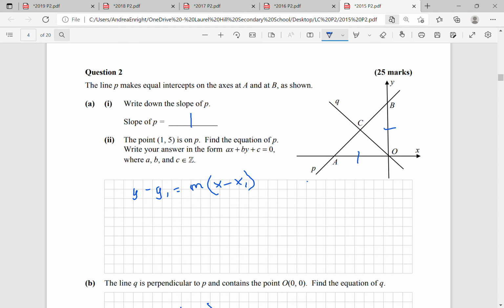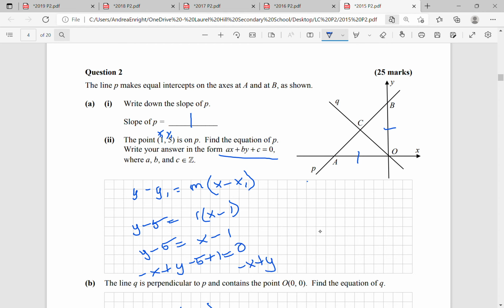Okay, so then get the equation of P. So here's a point x1, y1, and we have the slope as 1, so it's y minus 5 equals 1 into x minus 1, and they want it in the form ax + by + c equals 0. So y minus 5, multiplying by 1, you get x minus 1. So then rearrange: minus x plus y. Minus 5 is here already, minus 1 comes over, it becomes +1. So you get minus x plus y minus 4 equals 0.